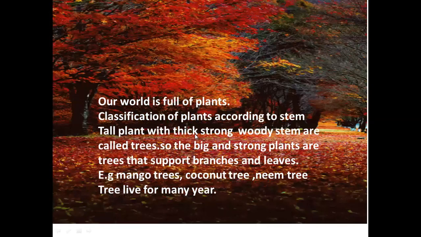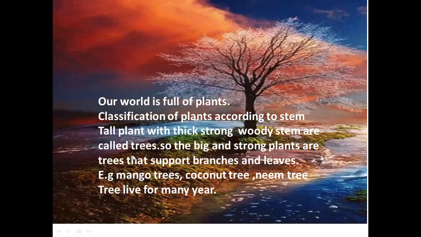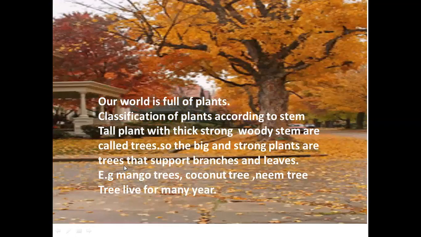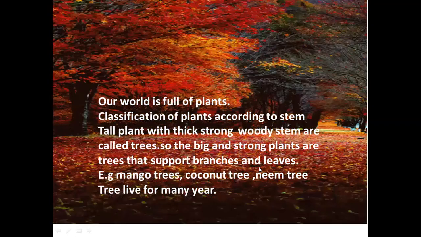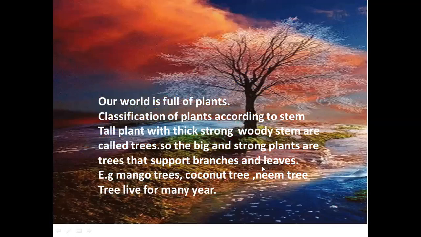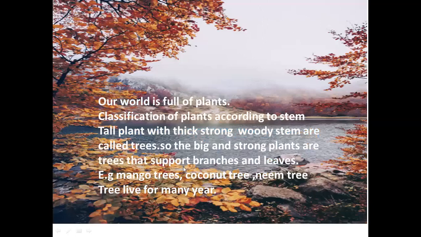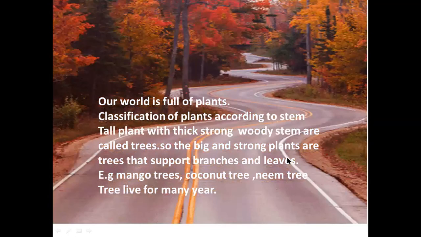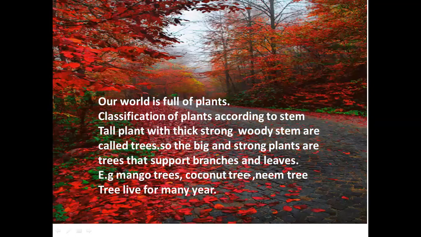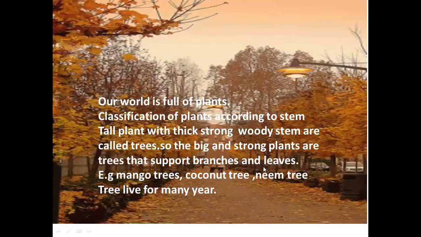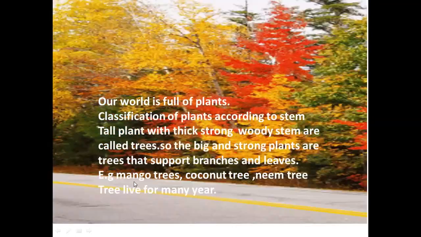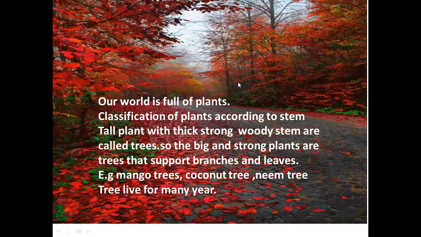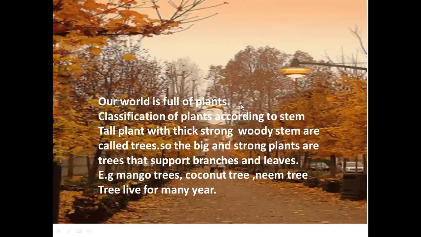Tall plants with a thick, strong, woody stem are called trees. So the big and strong plants are trees. They support branches and leaves. Understand what trees are? Trees are tall plants with a thick, strong, woody stem. They support the branches and leaves. Examples are mango tree, coconut tree, neem tree. Understood? You can see a lot of trees in the background.